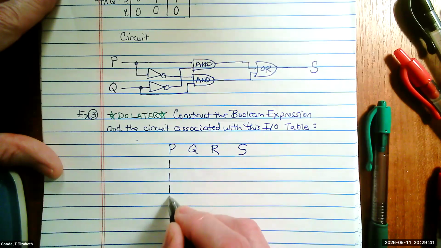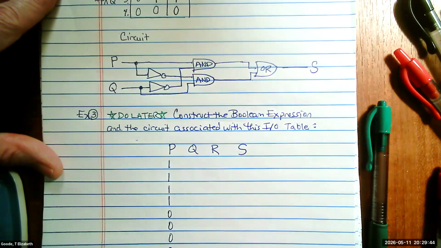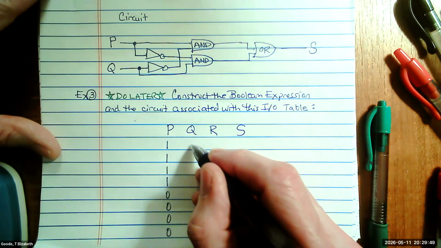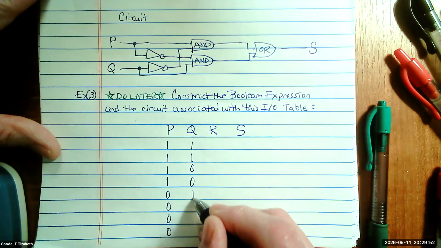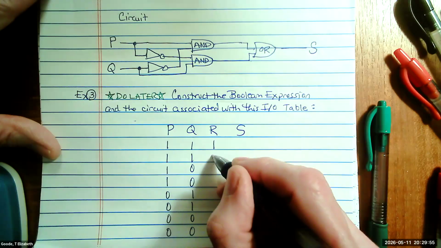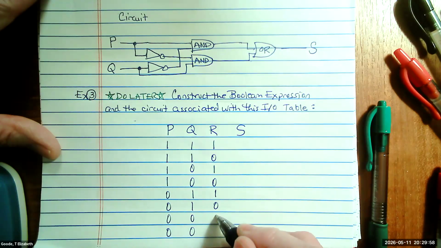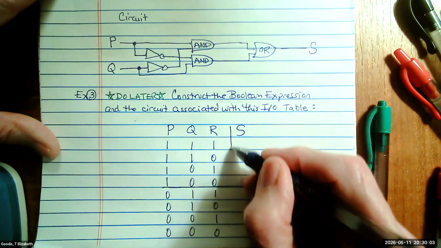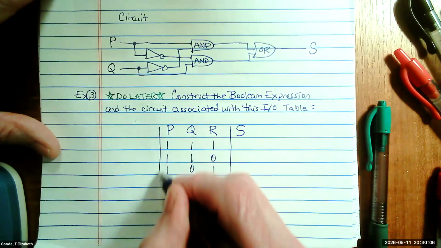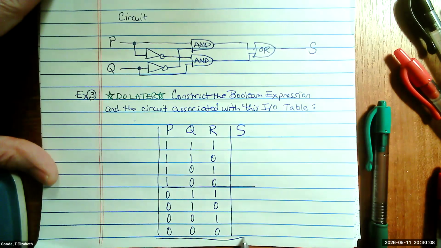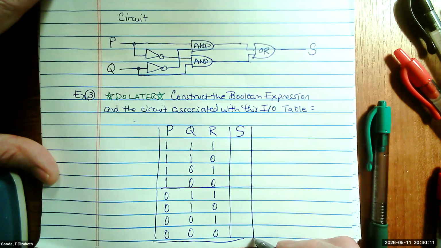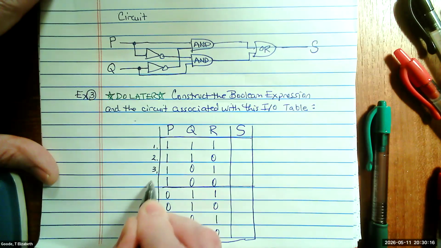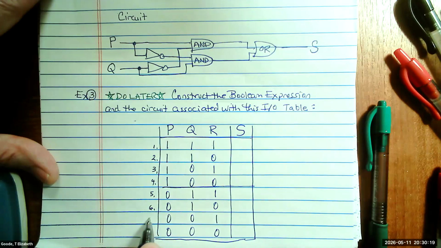So under P, I'll put 1, 1, 1, 1, 0, 0, 0, 0. Just like if it was a truth table, ones are like trues, 0s are like falses. 1, 1, 0, 0, 1, 1, 0, 0, 1, 0, 1, 0, 1, 0, 1, 0. And now it's my choice because I'm just making up an example, right, to figure out where I want to put the ones under S. So why don't you help me? We'll call this row 1, 2, 3, 4, 5, 6, 7, 8.